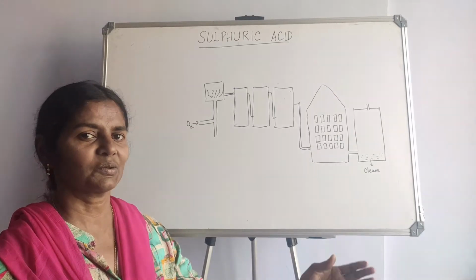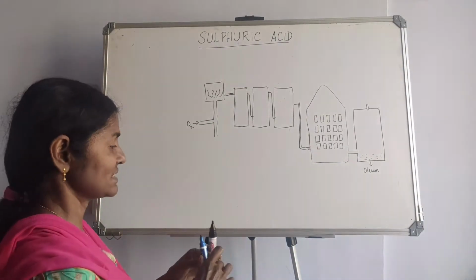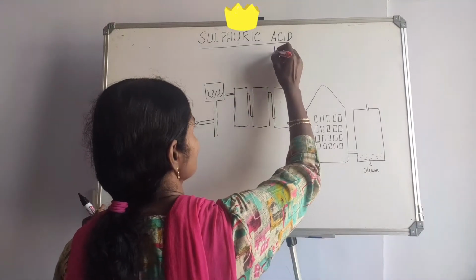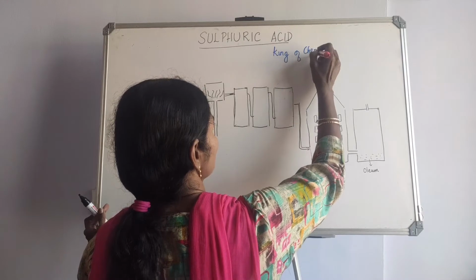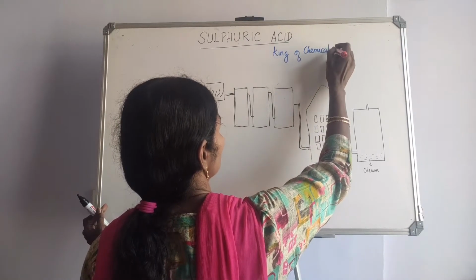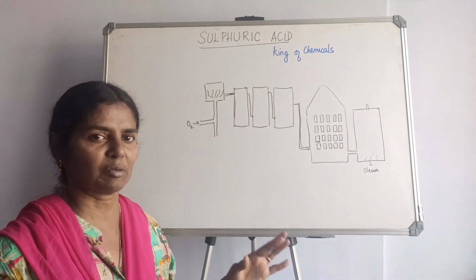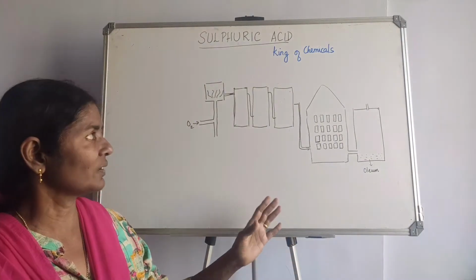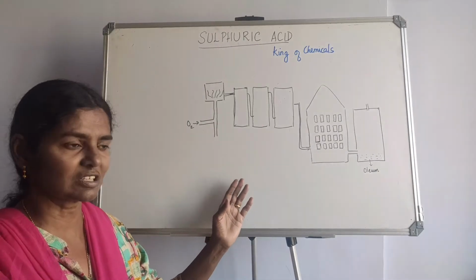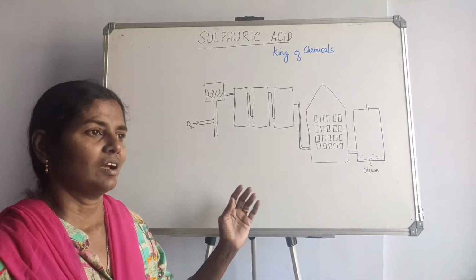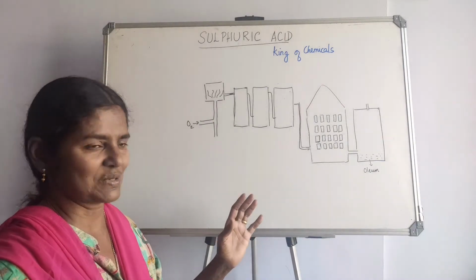Hi, today we are going to see about sulfuric acid, which is called the king of chemicals, because whatever we do, whatever things are made or prepared, all chemical industries are dependent on sulfuric acid. So it's a king of chemicals. It is widely used, highly corrosive, and we cannot be without it.